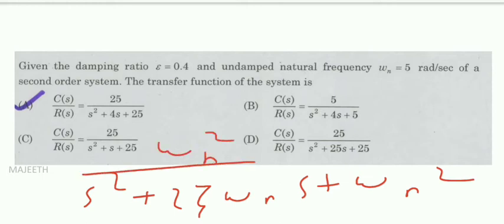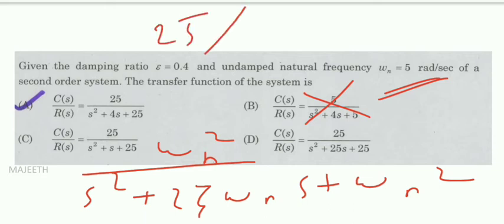What is omega n? 5. So the numerator should have omega n squared, which is 25. So option B is wrong. The numerator should be 25. See here, omega n squared, so the last term should be 25. Again, all the three functions have the last term of 25.